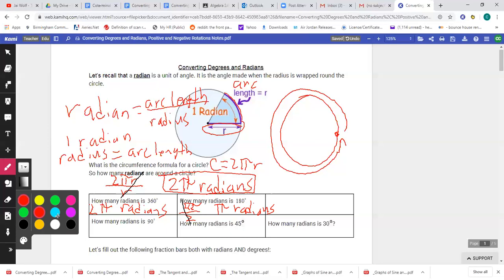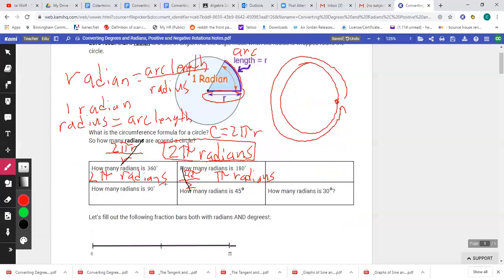And now let's think about this. How many radians is 90? Well, 90 is just half of 180, right? And so if I divide pi by 2, we could just leave it as a fraction.